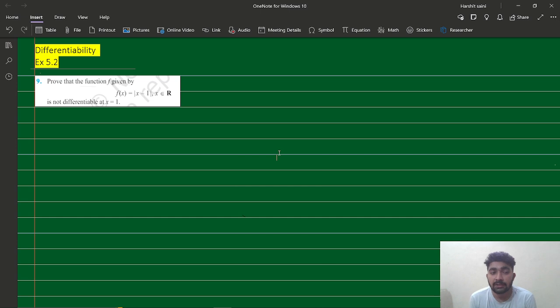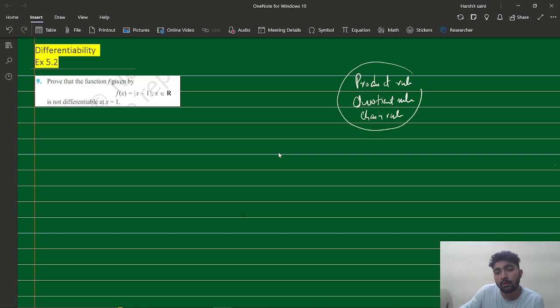Before, we discussed questions 1 to 8. In those we had composition functions or rational type functions. In all those functions we had methods. First we learned the product rule, then the quotient rule, then the chain rule. But out of all these three, none of the methods is applied for this question.